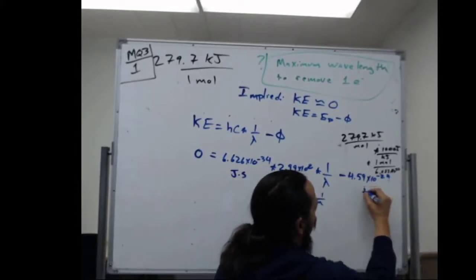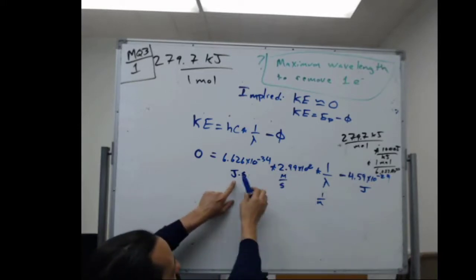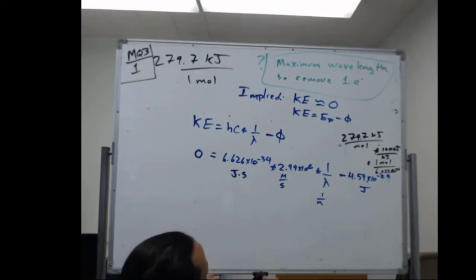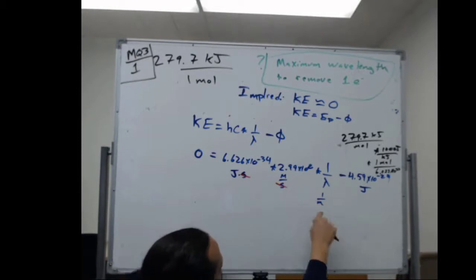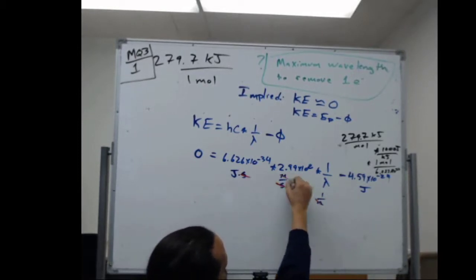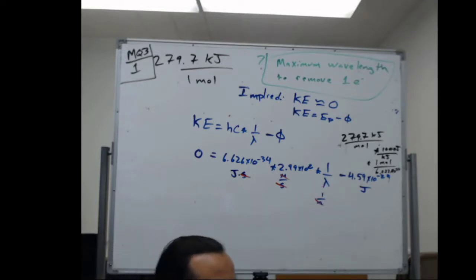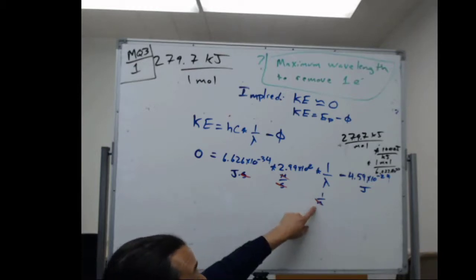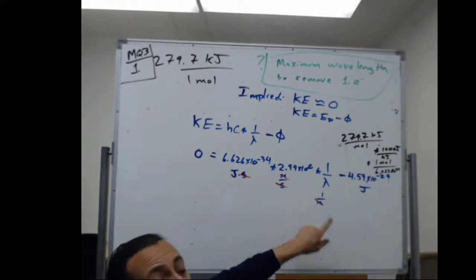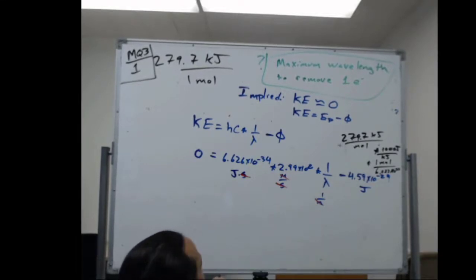Notice units are going to work out here. I'm going to have seconds cancel out. I'm going to have inverse meters cancel out. I'm going to have something in joules and something in joules. So units are going to work out. And at this point now we're just doing math. The algebra is not that hard. We're going to solve for lambda. Lambda is going to be our answer. We just have to be careful. It wants the answer in nanometers. So we have to make sure this is going to be an answer in meters when we solve, and then we have to make sure we convert to nanometers.